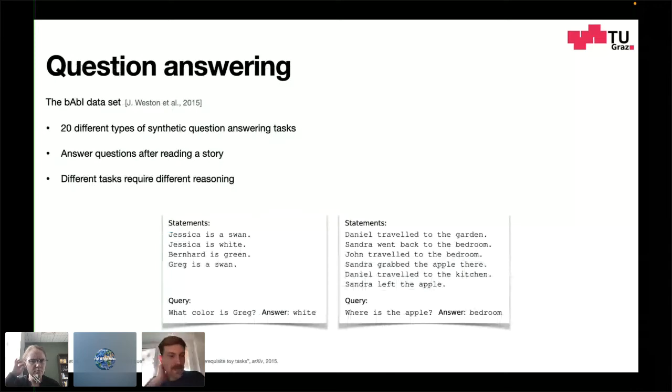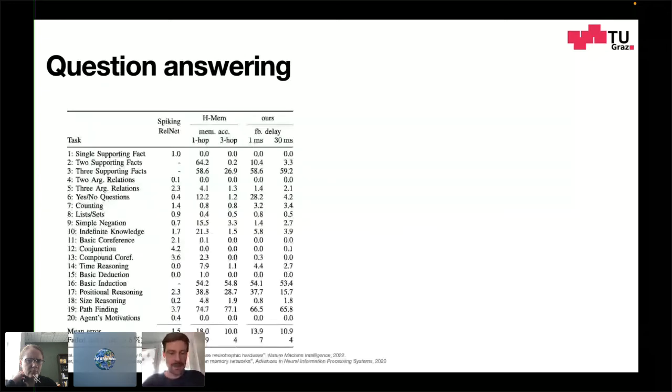So, we next tested our model on the bAbI dataset. This dataset contains 20 different question answering tasks, and each task contains a sequence of statements followed by a question. Each of these tasks requires different reasoning. Here we compare our model to the spiking relational network and to the HMEM model. HMEM is a non-spiking memory network.